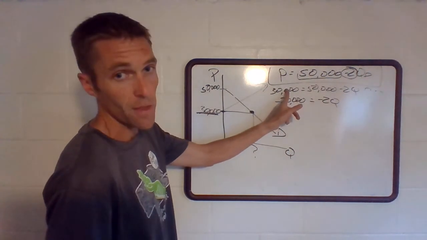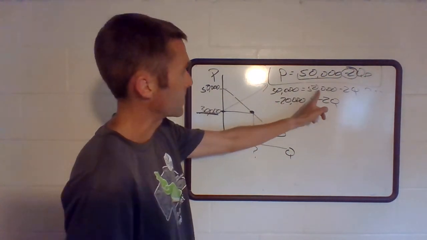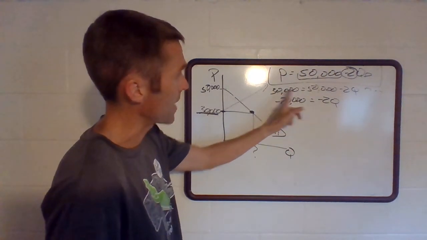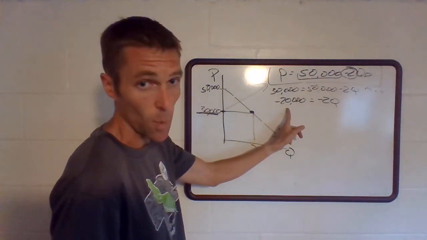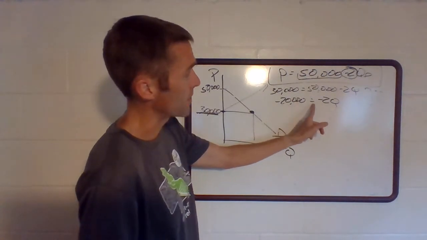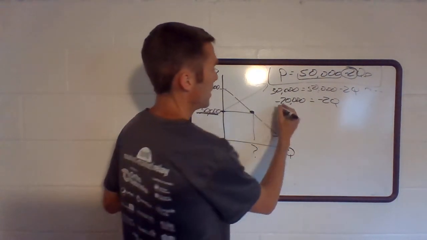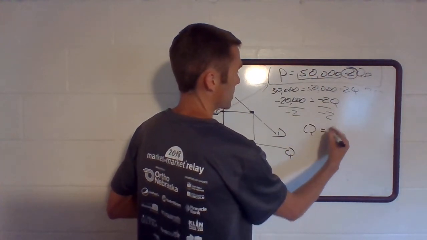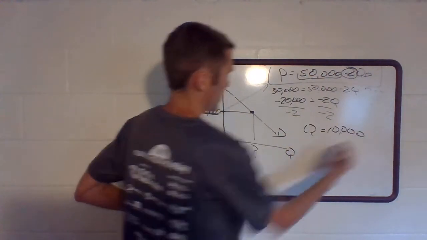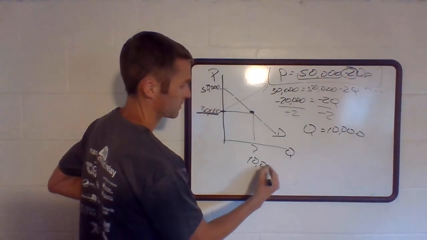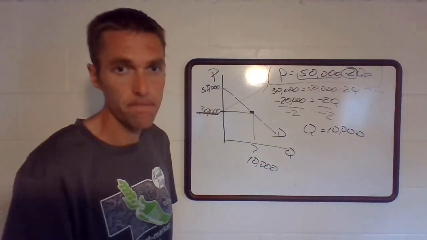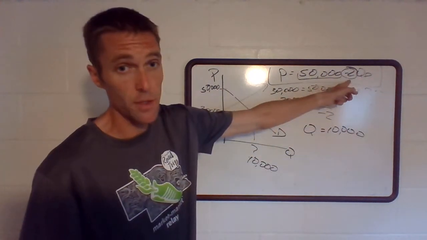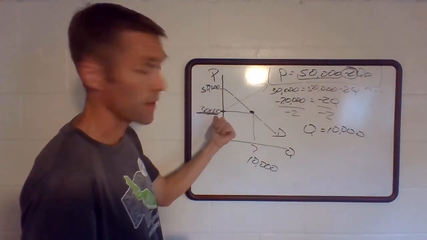So I put in 30,000 for P. I subtracted 50,000 from both sides. So 30,000 minus 50,000 is negative 20,000. Negative 20,000 is equal to negative 2Q. Divide both sides by negative 2. And I get Q is equal to 10,000 trucks. Good. You know, we probably could have thought about that, knowing this 2-to-1 relationship. Hey, the price fell $20,000.